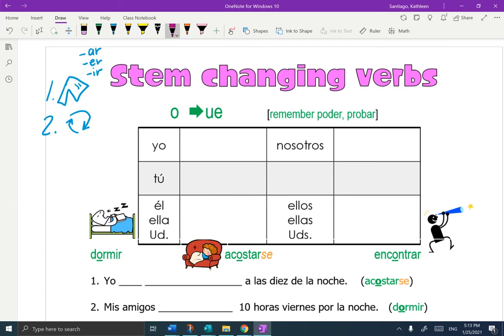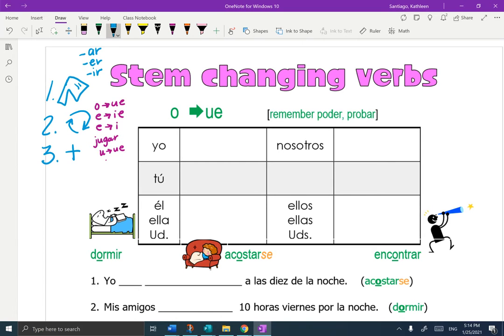What are the changes that are possible? You can have an O to UE, an E to IE, E to I, and then we do have jugar. Jugar is its own category, which is U to UE. You are also going to hear once in a while, there's like 4 verbs in the whole Spanish language that go from I to IE, but we're just going to leave it like that. Step 3 is to add.